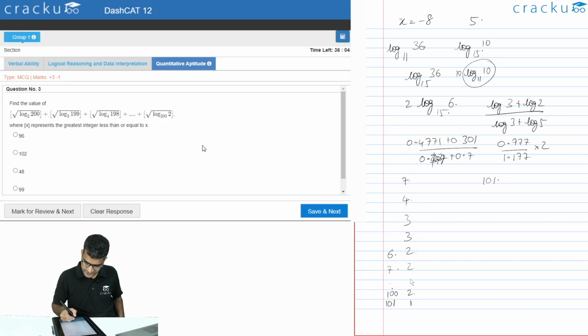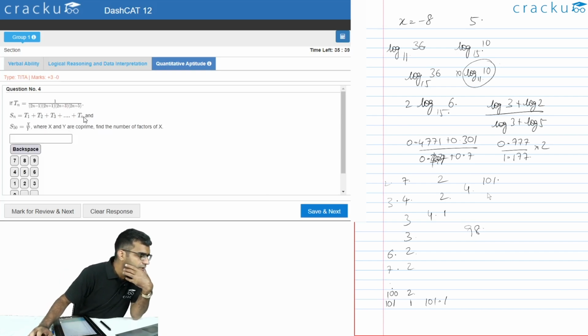But again, all these are square root. So this will be 2. And all of them will be 1. So starting from 4 till basically 101, this will be 1. So this is 4 plus this is 98, right? So the answer should be 102. So this is good. I gained some time. I don't think I took 2 minutes for this.